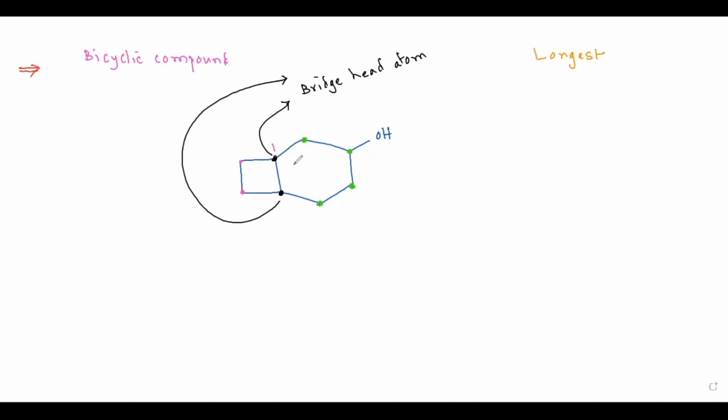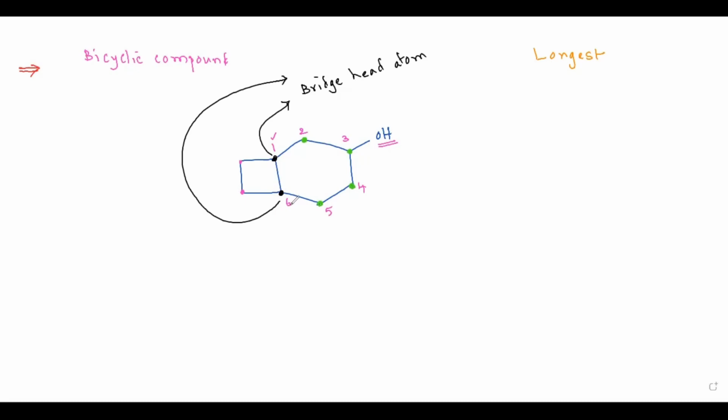I have started giving numbers from this because I can see this, which will be at the third carbon if I start giving numbers from this carbon. If I start from this, it will be 1, 2, 3, and this will be the fourth. So you have to be this logical. So 1, 2, 3, 4, 5, then 6.